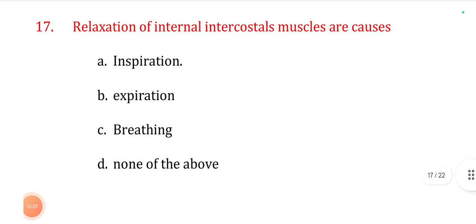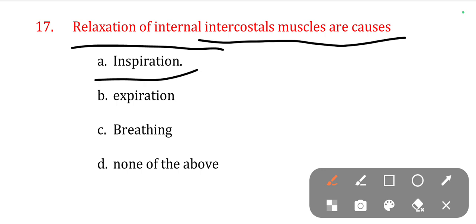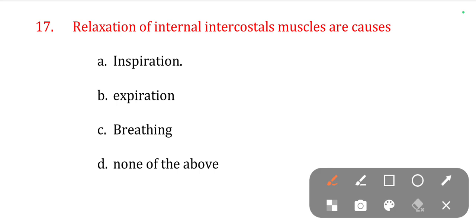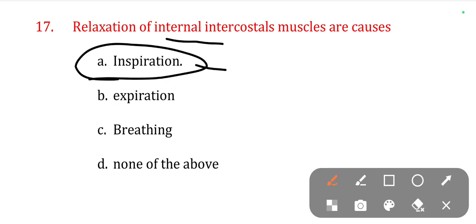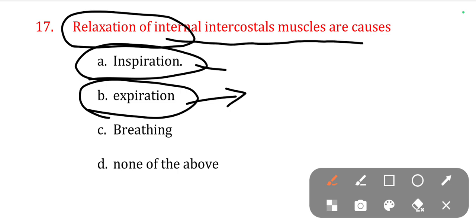The next one is relaxation of internal intercostal muscles causes. Options are inspiration, expiration, breathing, none of the above. The right one is inspiration. During inspiration, the internal intercostal muscles are relaxed. During expiration, the external intercostal muscles are relaxed.